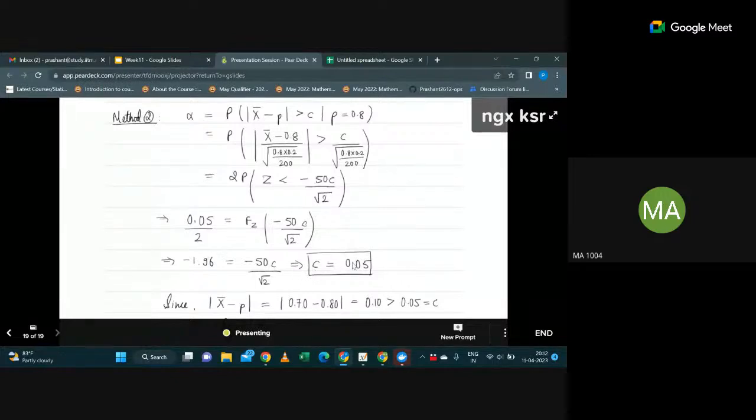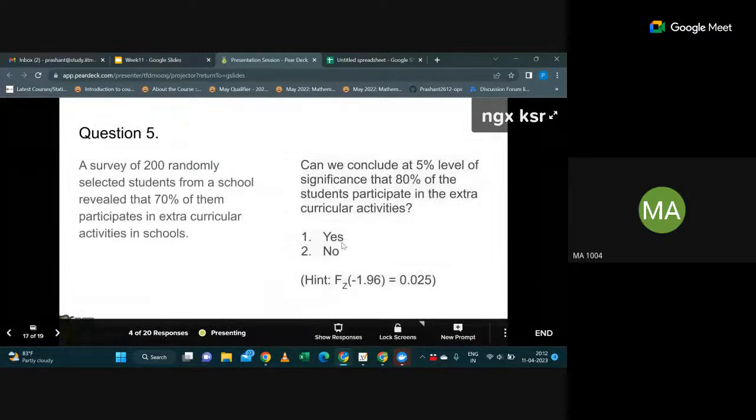Now I have to test my statistic. So my test is mod of x bar minus p. So x bar is 0.70 from the sample minus 0.80, it is 0.10, which is greater than 0.05, right? That means I have to reject H naught or not? Yes, sir, I have to reject. Since we are rejecting, option 2 is correct.